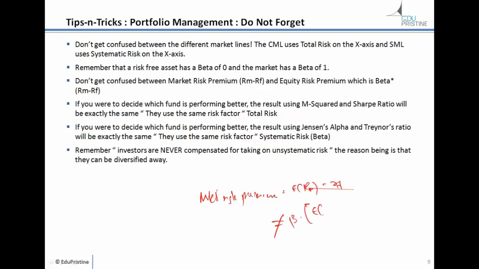So this is where most of the students tend to make a mistake. They assume the market risk premium to be beta times E of RM minus RF. It is not the case. It is only the difference between the market return and the risk-free rate.